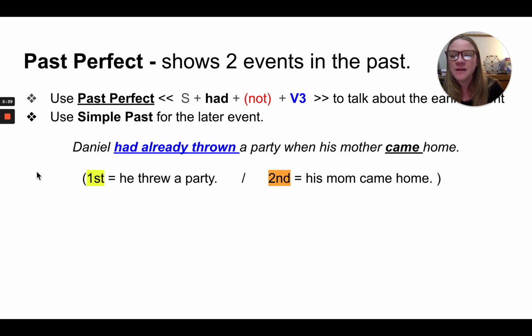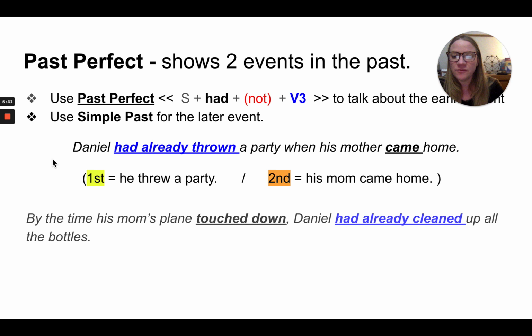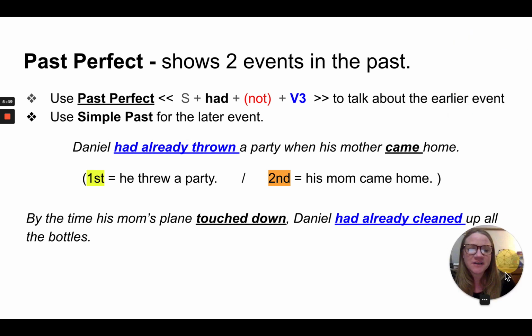Okay. So I have another sentence here for you. I'd like you to read it and then try to decide, based on these two rules here, what is the first event and what is the second event? In other words, what event happened first, what happened later, right? So again, you can pause the video while you read the sentence and think about it. I'm going to give you the answers in just a moment.